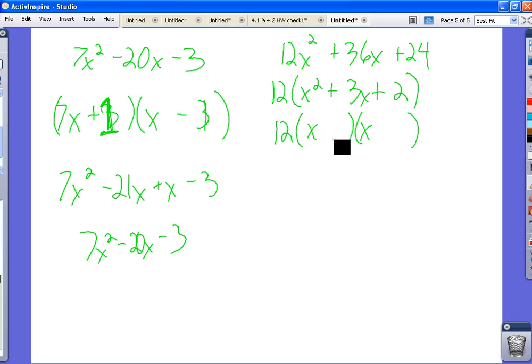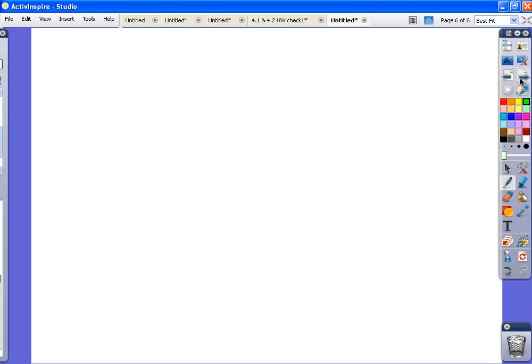What did I put in here? I'm going to multiply to make 2. 1 and 2. 1 times 2 is 2. 2 plus 1 is 3. Boom. Okay, you outsmarted me. Let me get a different example then.